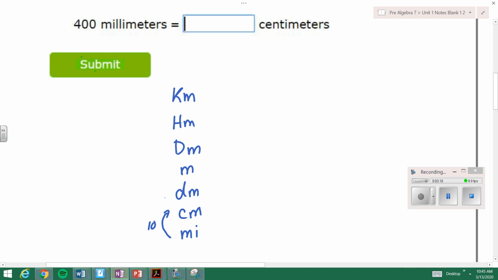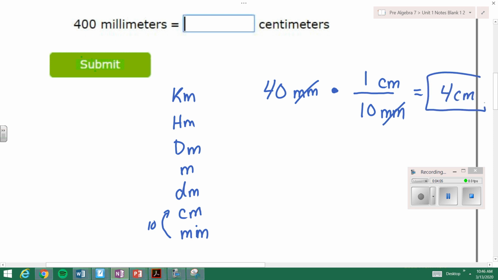So 400 millimeters is equal to how many centimeters? 400 millimeters, that is mm. Millimeters is going to get multiplied by the conversion rate for centimeters to millimeters. If you notice, there are 10 millimeters in 1 centimeter. And if I convert this properly, the millimeters will end up canceling out. I'm going to end up with 400 being divided by 10, and when 400 gets divided by 10, the answer is going to be 40 centimeters.